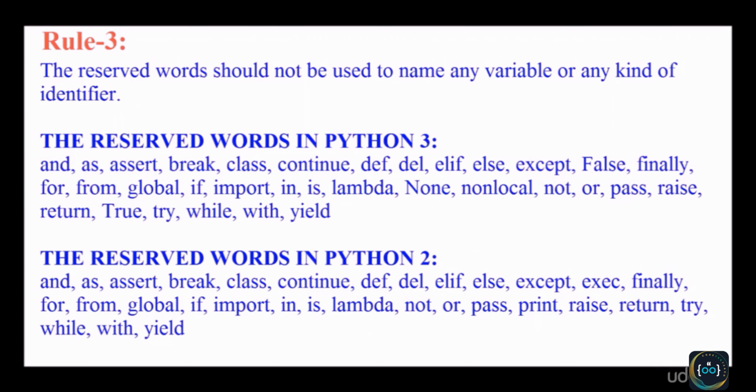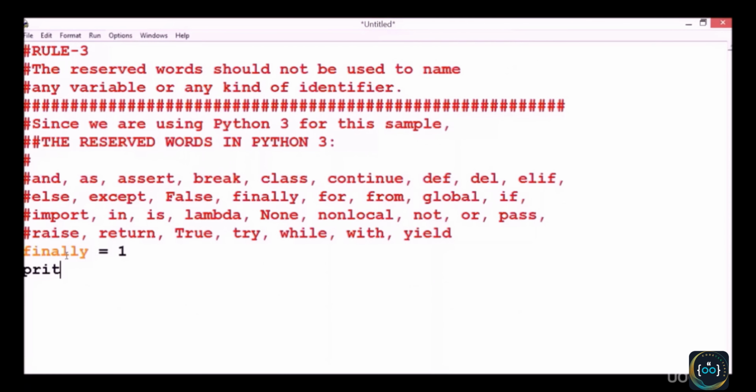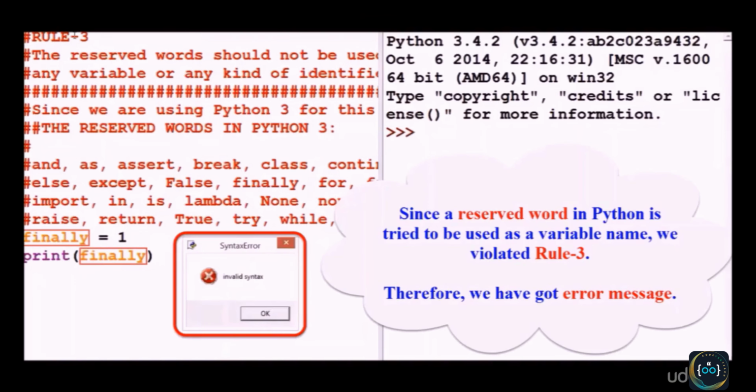The reserved words should not be used to name any variable or any kind of identifier. Reserved words for Python version 2 and Python version 3 are a bit different. In this example, I will make a very simple mistake. I will enter a reserved word as a variable name. Here, choose one reserved word. Let's use finally is equal to 1, and I will try to display its value on the screen. When I run this code, we are going to get error message because we tried to use a reserved word as a variable name.